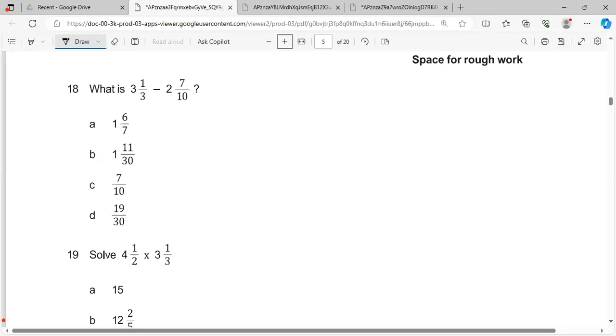Let me see. Yeah. This one says 3 and 1/3 minus 2 and 7/10. Sir, can I explain this one, please? Let me see. With this one, no, I want you guys to try it for yourself. Work it out.